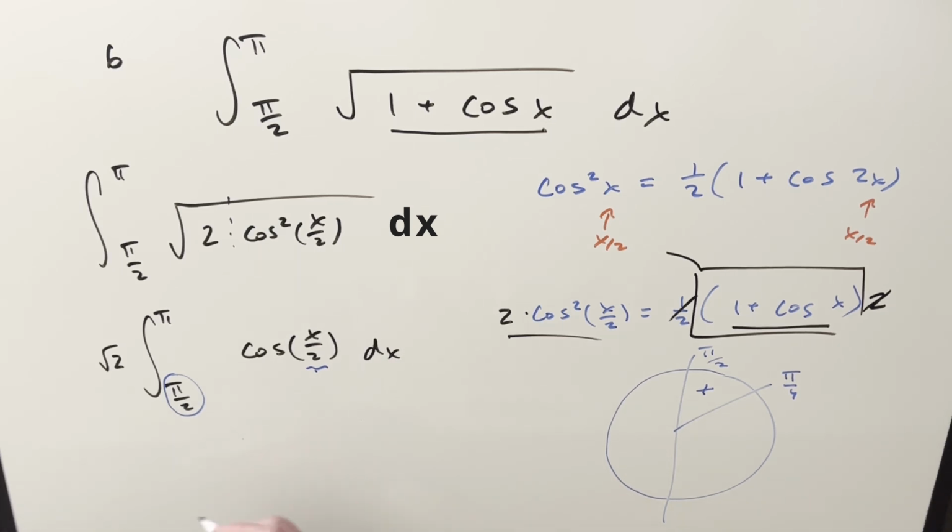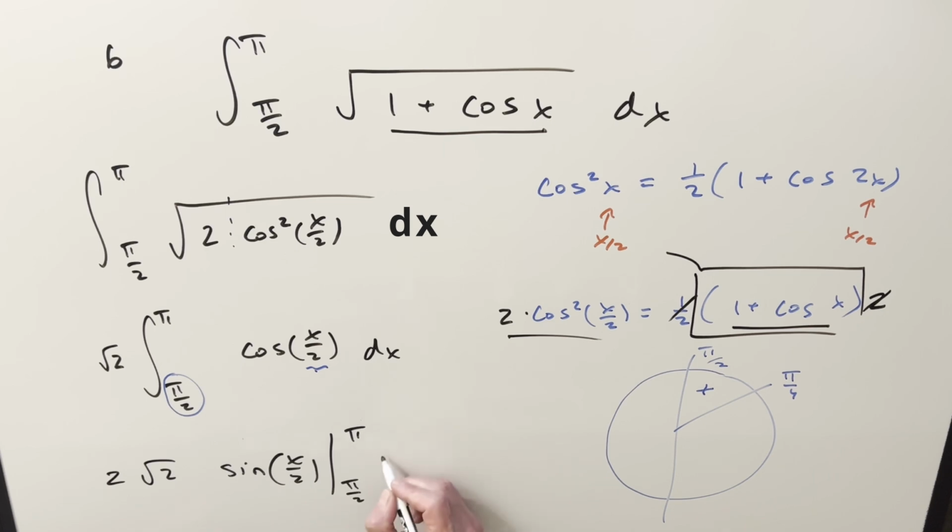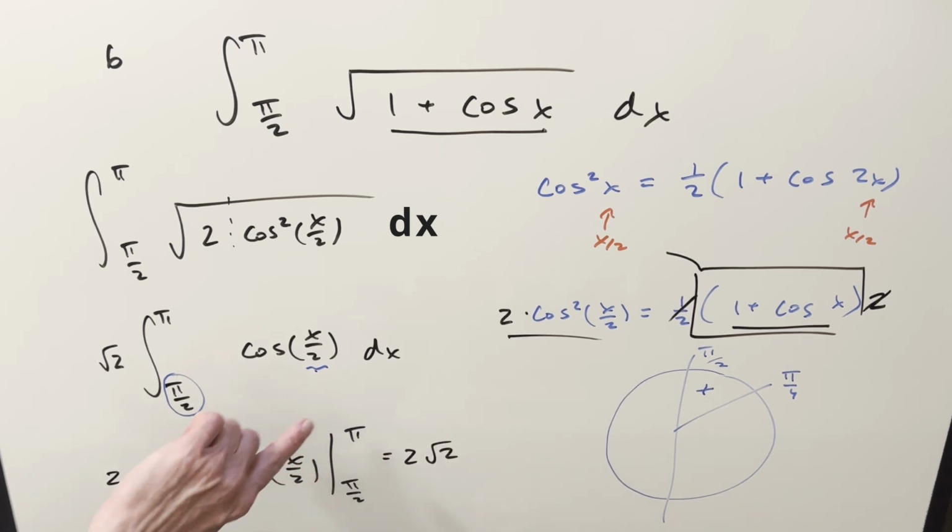And now we can just go ahead and integrate. So we've got the constant out front. Integrating this, we're going to get sine x over 2. But because of the 1/2, a 2 is going to pop out in front, and we can evaluate from pi over 2 to pi. Plug everything in. We'll just have our 2 square root of 2 in front. Sine, plug a pi in here.